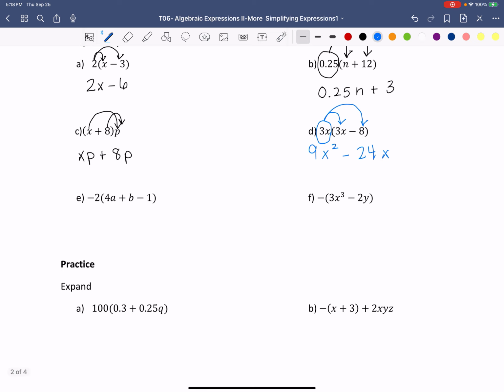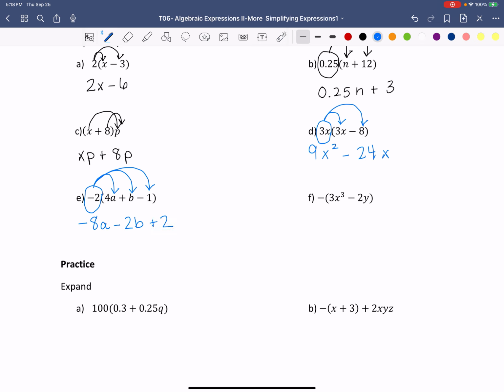Carrying on for E, we've got a bracket that actually has 3 terms in it. Same thing, we're going to capture this negative 2 and distribute it into the bracket for each of those 3 terms. And we end up with negative 8a minus 2b plus 2.